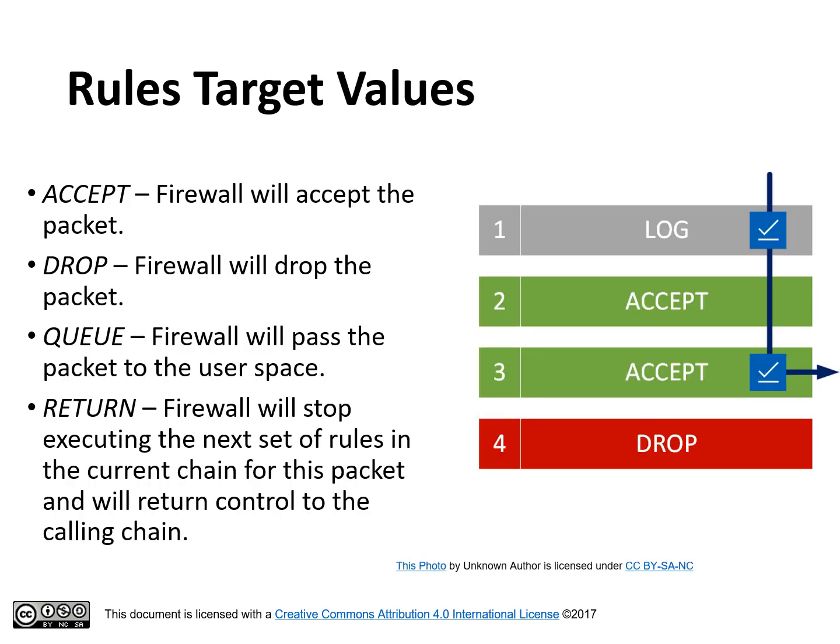Target values. Target values can be one of the following. Accept. The firewall will accept the packet. Drop. The firewall will drop the packet. Queue. The firewall will pass the packet to the user space. Return. The firewall will stop executing the next set of rules in the current chain for this packet and will return control to the calling chain.